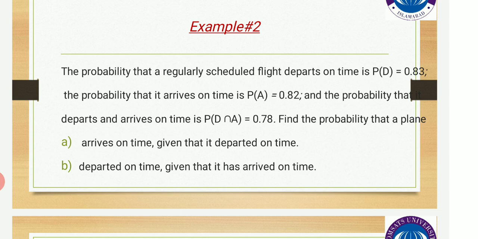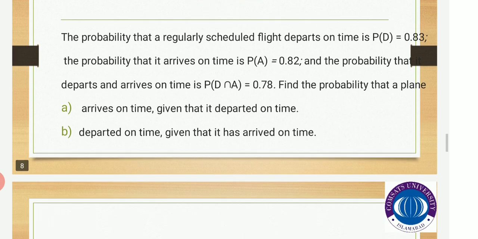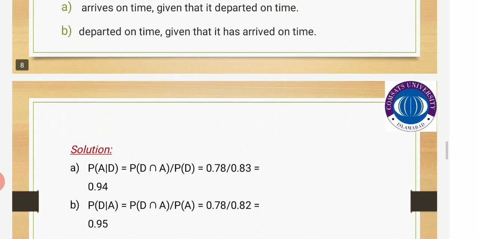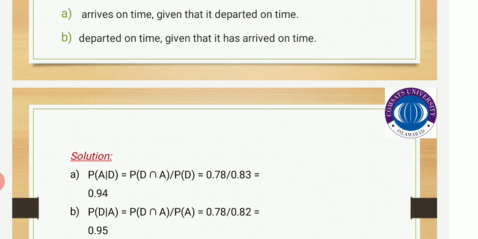As we have defined, given that information has changed the criteria, so now we have to go to the conditional probability, as we have been given some information which has already happened or is already known. So it would be helpful to find out the probability of the given event. So part number A, arrives on time given that it departed on time. As we know, A represents that the plane arrives on time and D represents that it departed on time.